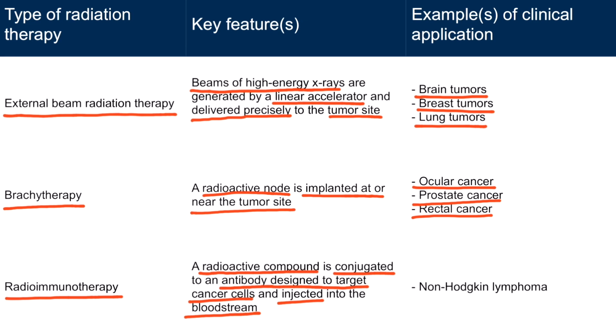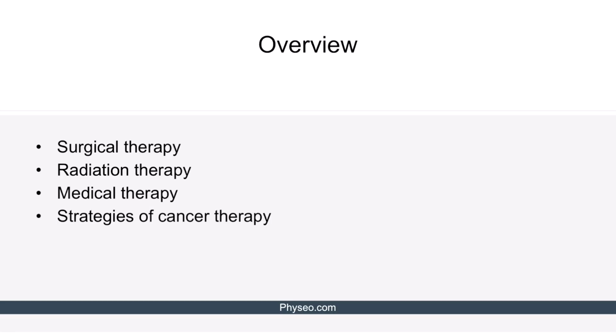Now, the most common clinical application of radioimmunotherapy is in treatment of non-Hodgkin lymphoma. By the way, it isn't super important to memorize the clinical applications of these various forms of radiation therapy. So if you're thinking about what features of this particular table are important, it's only the first column and the second column. So basically, just know that there are three types of radiation therapy and just have a basic idea of how it works. Now let's discuss medical therapy.